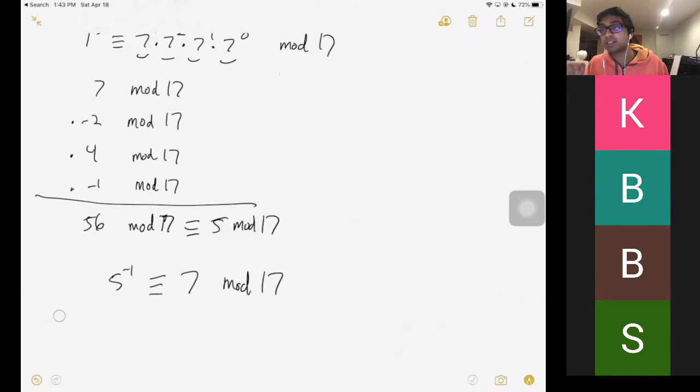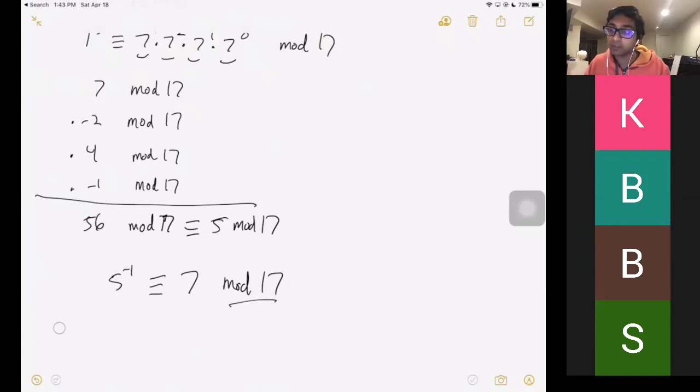To do this, usually you don't eyeball it. It's doable to eyeball because the numbers are small right now. But in general, you probably want to use the extended Euclidean algorithm. I just don't think it'd be a great use of our time to go through the steps of that. You can look it up though if you're curious.